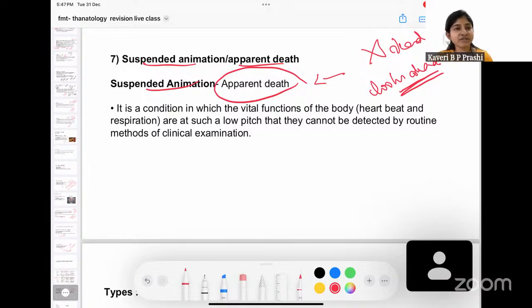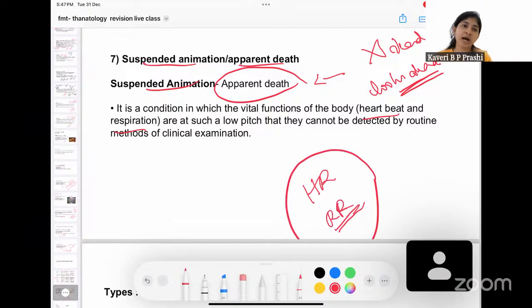It is the condition in which the vital functions of the body, for example heartbeat and respiration, are at such a low pitch that they cannot be detected by routine methods of clinical examination. Basically you're going to see two things: the circulatory system, or the heart rate, and the respiratory system, or the respiratory rate. These two are present, but at such a low intensity that you might presume that the person is dead.